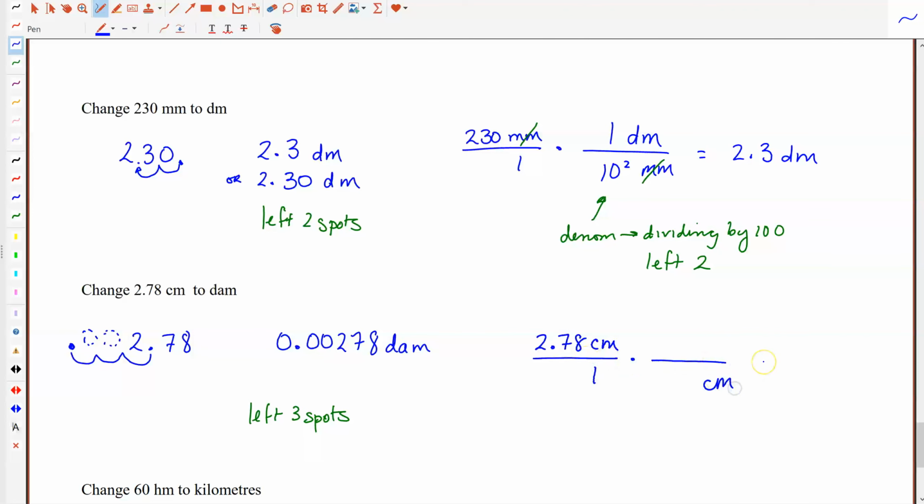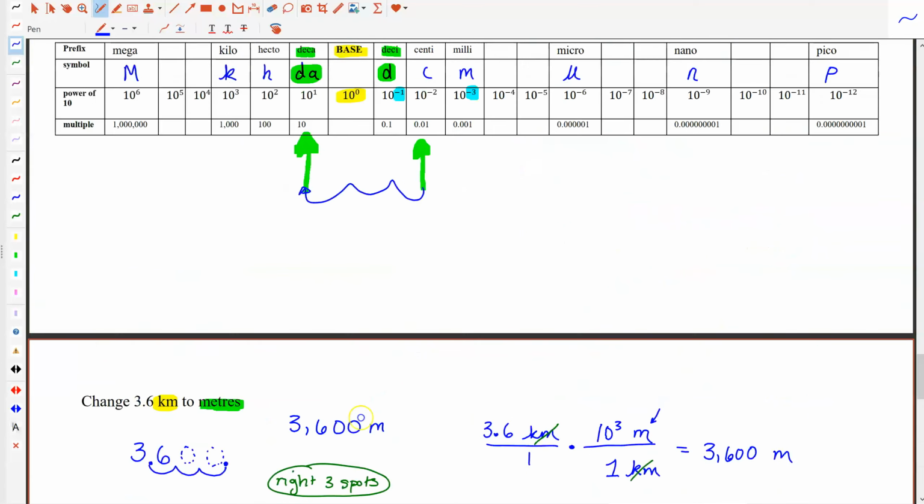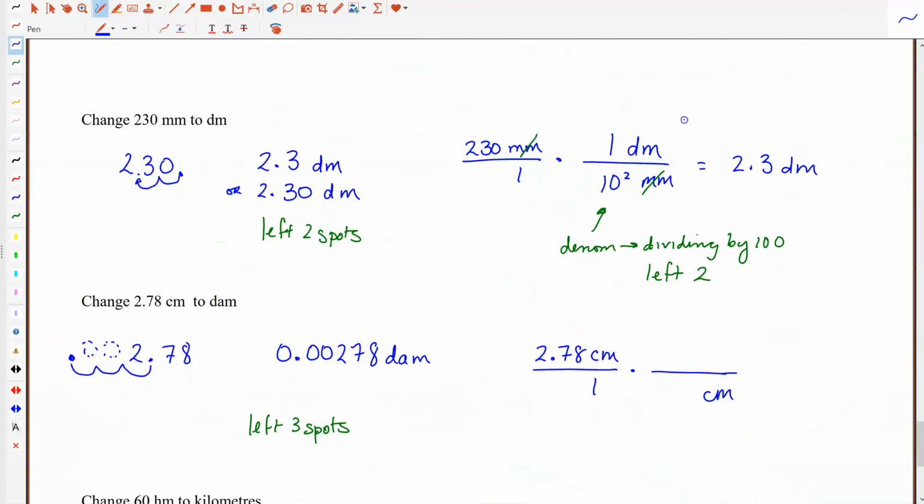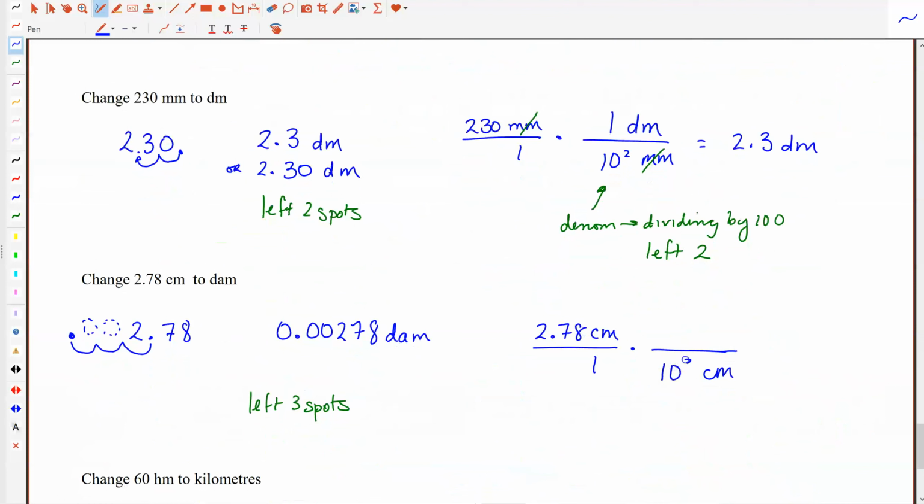Solving the same problem using conversion factors, I'm going to put 2.78 centimeters over 1. I'm going to set up a new fraction with centimeters in the denominator. And then coming back up to my table, the relationship from the centimeters to the decameters, looking at what's happening with the exponents or how many jumps I have. Okay, so this is 1, 2, 3 adjustment in the exponents. So this means that I have 10 cubed or 1,000 centimeters in 1 decameter.